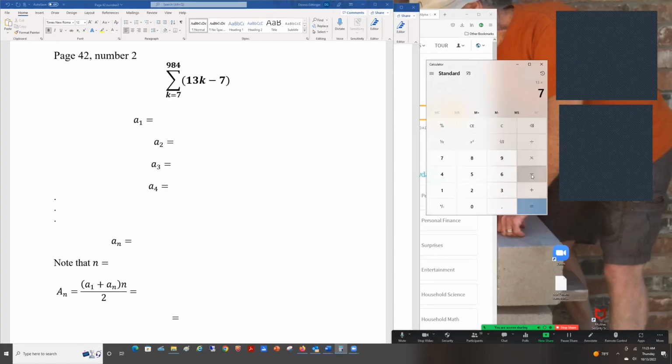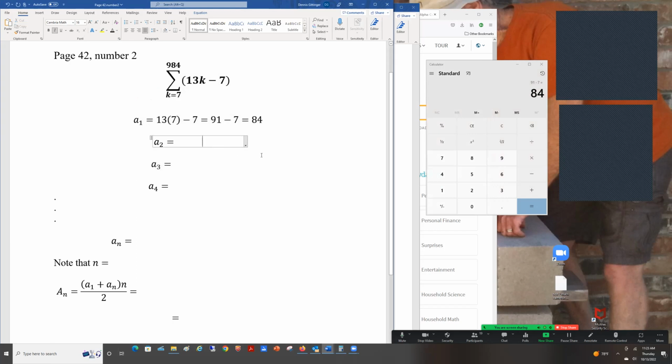And then you would subtract 7, which is 84. Or subtract 91. Ha! 91 minus 7, yeah, another little error there, is 84. So that's what you get for the first term. Boom. And let me make that visible.